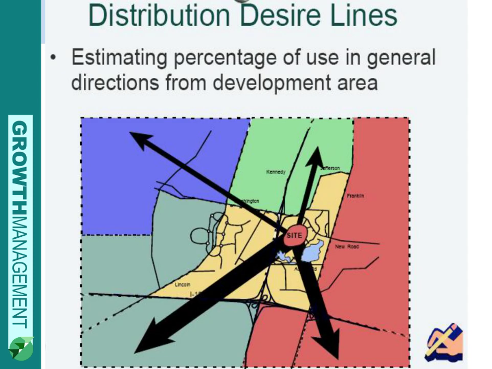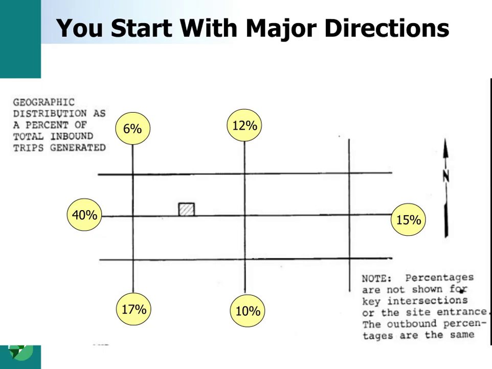These are what they call desire lines. The thicker the line, the thicker the arrow. It's based on usually a person's knowledge of the area, census data. The next few slides were taken from the era before the big use of computers. This is a hand-drawn development, and it's explaining where the trips from this development were going. Usually, together with the people who are going to review it and the people who are developing the site, they decide on the major directions.